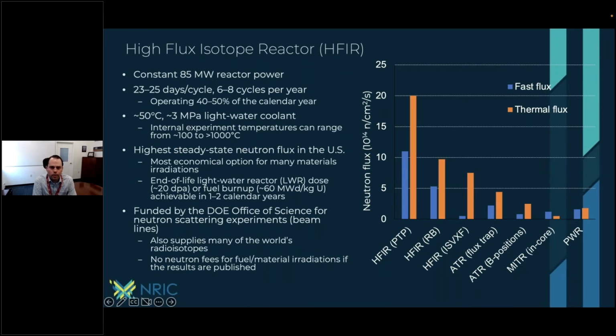So let's talk about HFIR. HFIR runs at about 85 megawatts, constant power. We don't go up and down at all. We run 85 megawatts until we can't.